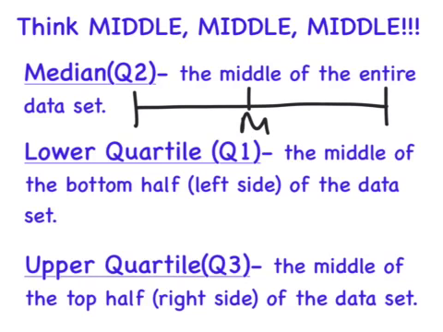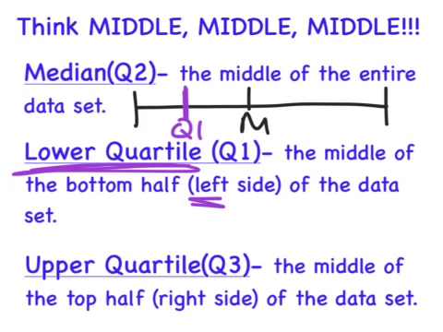Then we have our lower quartile. The lower quartile is the middle of the bottom half of the data set. So our lower quartile is the middle of the bottom half. So this over here on my left side is the bottom half, so the middle of that is somewhere right here. And so that would be our Q1 or our lower quartile.